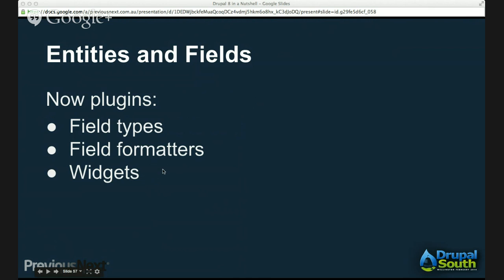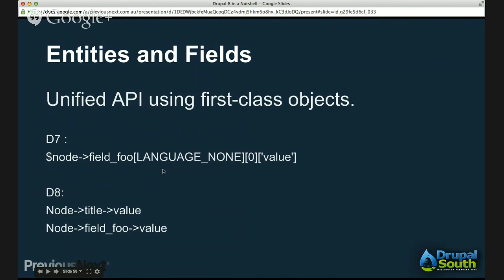You want to copy and paste, same as we talked about earlier. And I think this is Lee's favourite slide. In Drupal 7 you used to do this: node field foo language node zero value. In Drupal 8 you would go node title value, node field foo value.